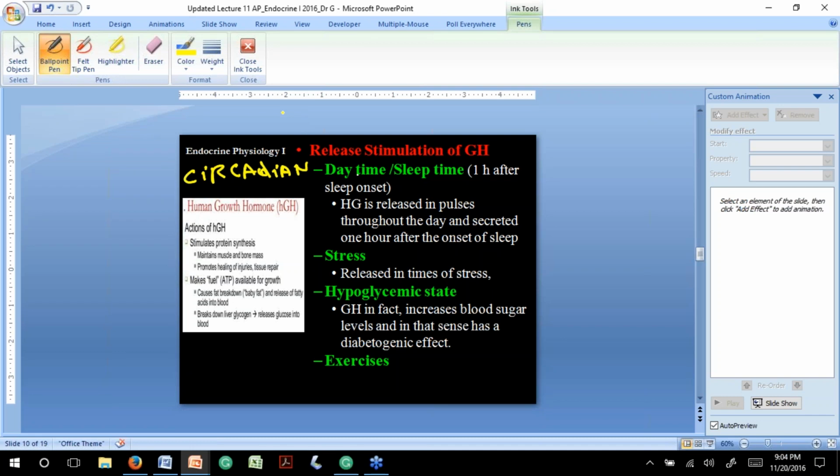Another thing that we have, for example, is the levels of cortisol. Cortisol is the stress hormone. This cortisol is going to be released in pulses too.